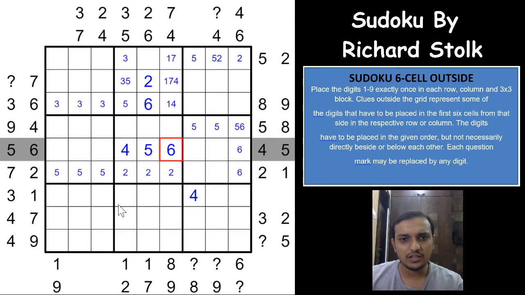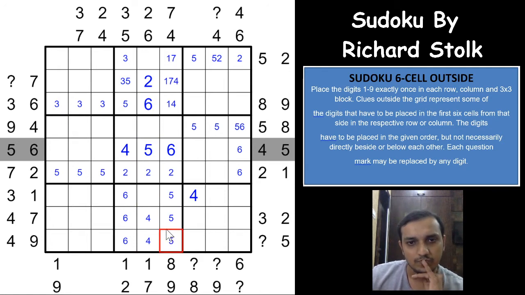And let's see if we can mark a few pencil marks here. The 6 here and here will give you a 6 in one of these 3 cells. The 4 here and 4 in one of these 3 cells gives you a 4 here, and 4 cannot be here again. The 5 here and here gives you a 5 in one of these 3 cells. A 6 cannot be here because of the 6 here. Okay.